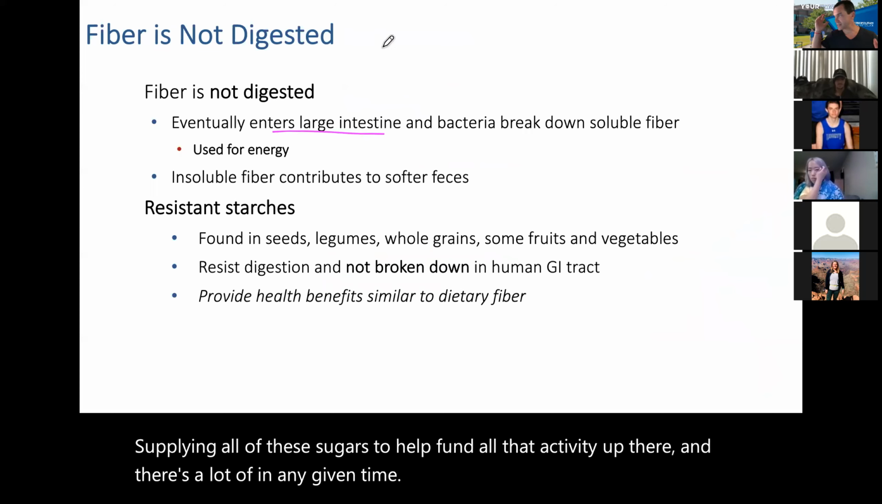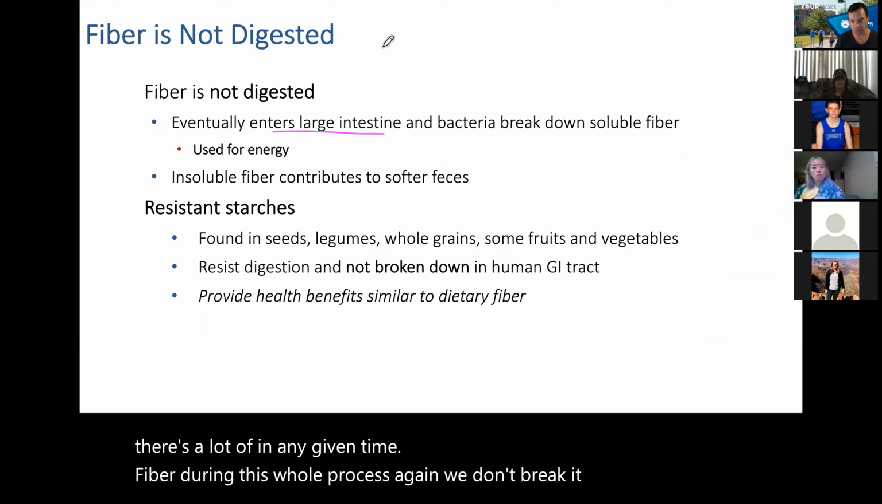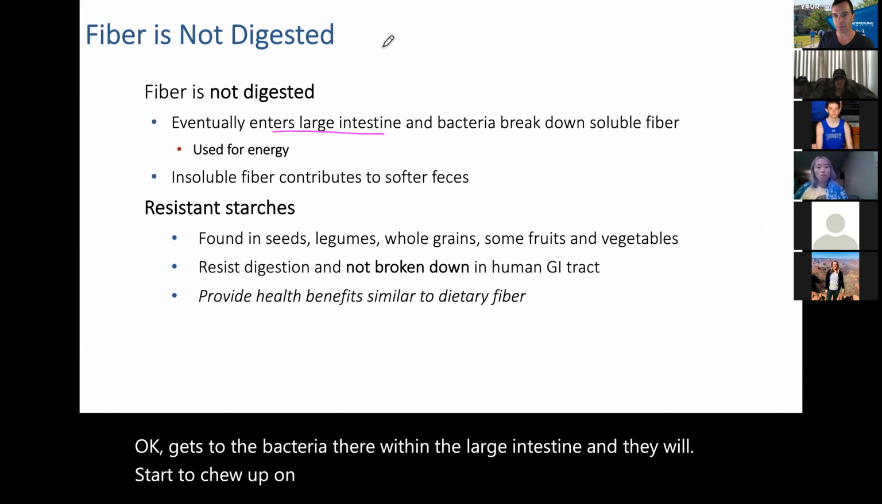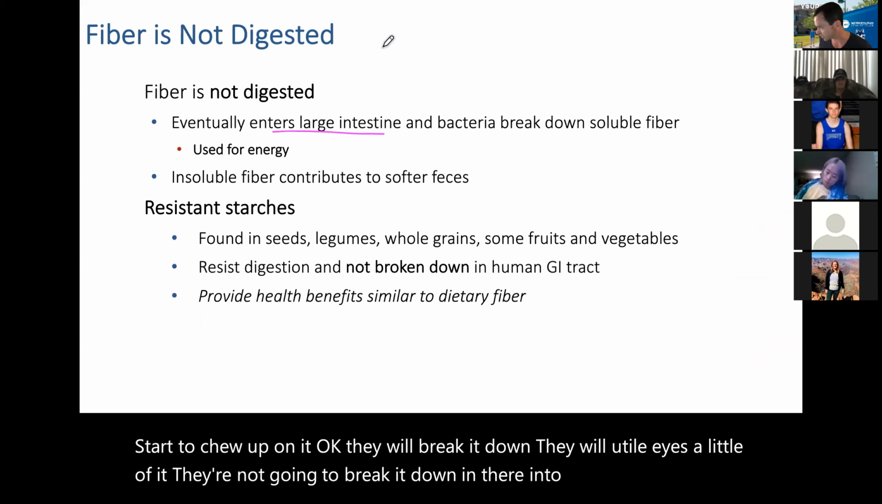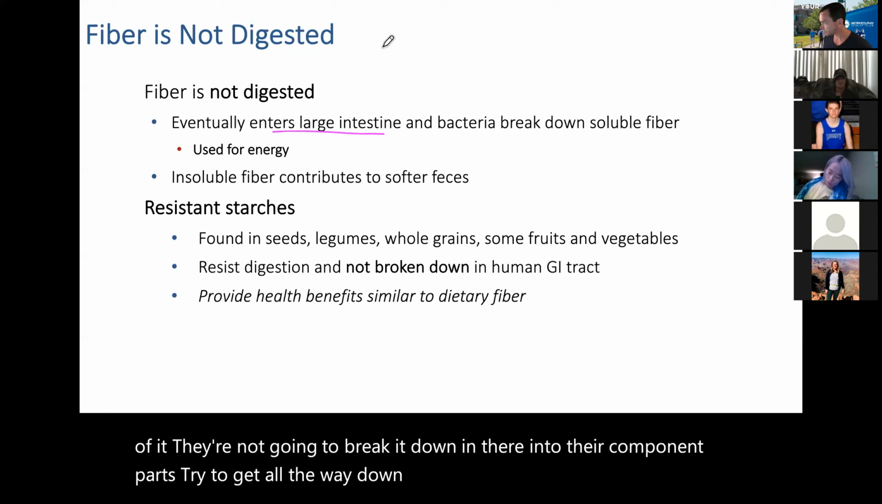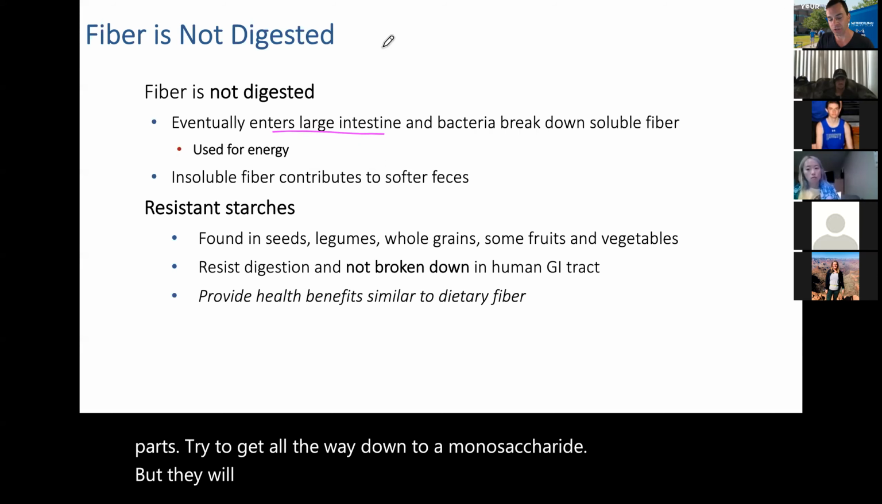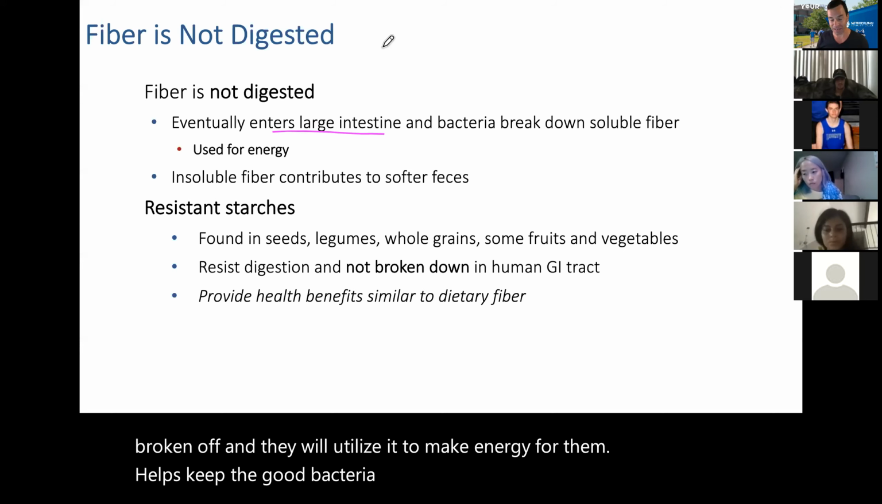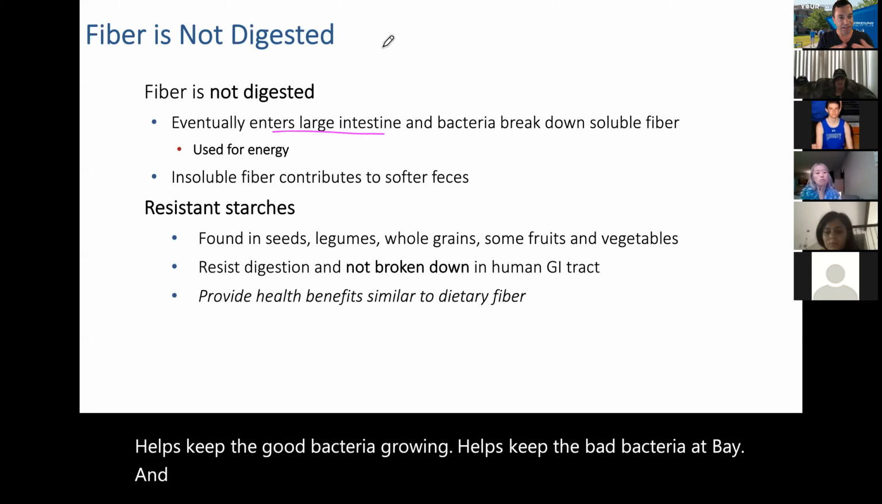Fiber during this whole process, again, we don't break it down. Okay? Gets to the bacteria there within the large intestine, and they will start to chew up on it. Okay, they will break it down. They will utilize a little of it. They're not going to break it down into their component parts. Okay, try to get all the way down to a monosaccharide, but they will break it down a little bit and utilize the sugars that get broken off, and they will utilize it to make energy for them. Okay, helps keep the good bacteria growing, helps keep the bad bacteria at bay. And again, that's the stuff that we can't digest.